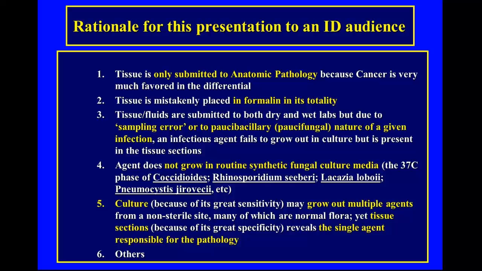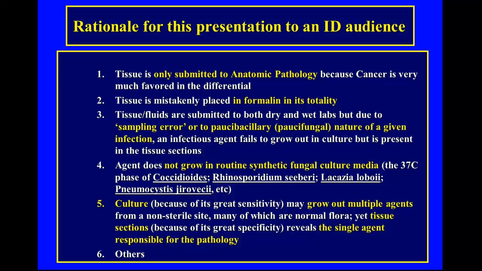Number two happens not infrequently. Tissue is mistakenly placed in formalin in toto. So you're not going to grow anything. The whole thing goes in formalin. We're stuck unless you re-biopsy the patient. There's times when that cannot be done.